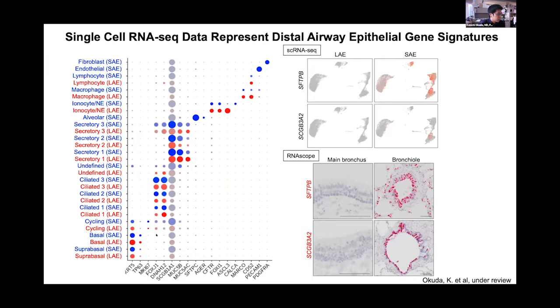These cell types are assigned based on these canonical cell type markers, as I said. And then the unique feature of our data set is that we have large and small airway data sets.